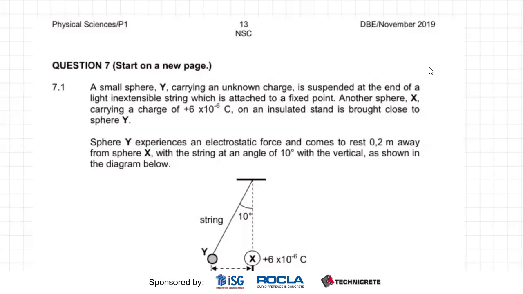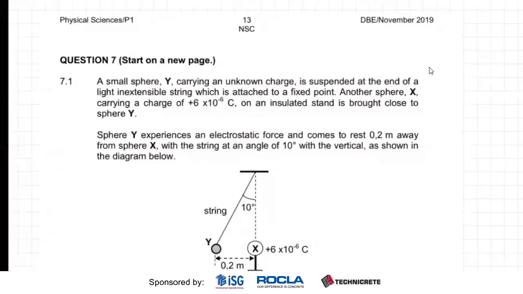So question 7 goes as follows. A small sphere, Y, carrying an unknown charge, is suspended at the end of a light, inextensible string, which is attached to a fixed point. Another sphere, sphere X, which is carrying a charge of plus 6 times 10 to the negative 6 coulombs on an insulated stand, is brought close to sphere Y. Sphere Y experiences an electrostatic force and comes to rest 0.2 meters away from sphere X, with the string at an angle of 10 degrees with the vertical, as shown in the diagram below.